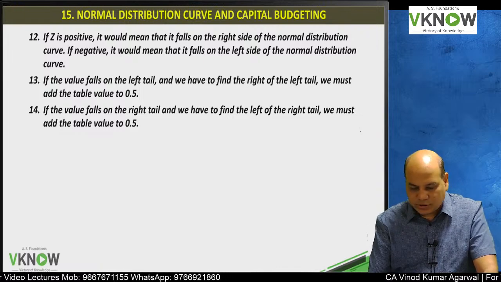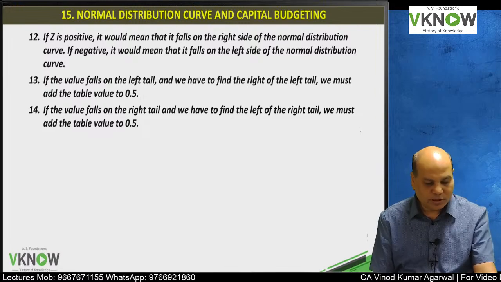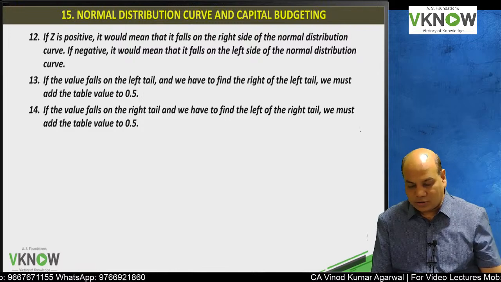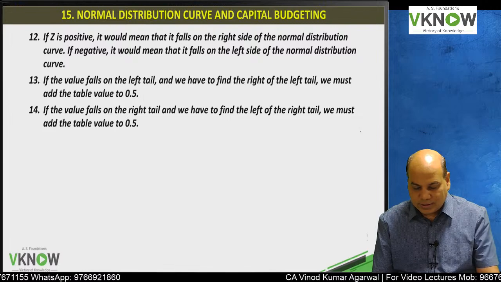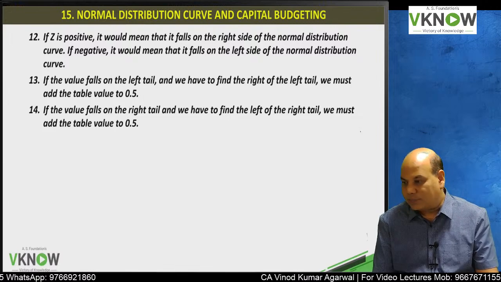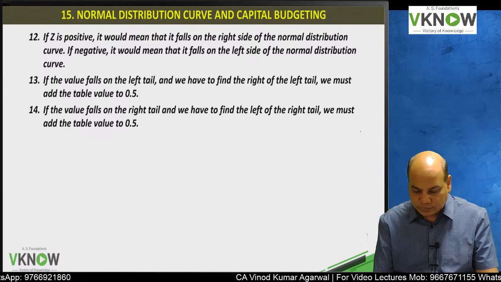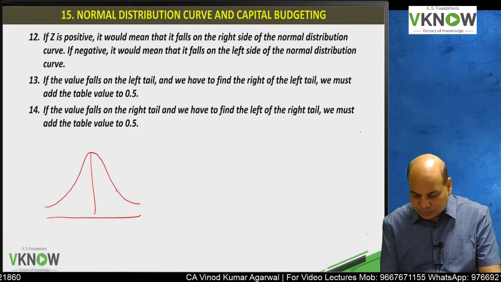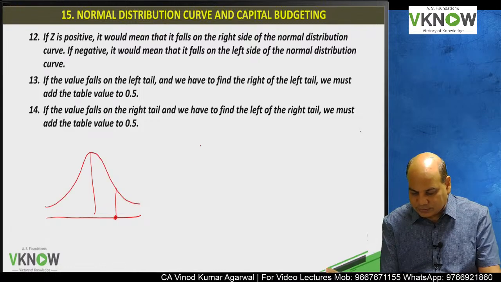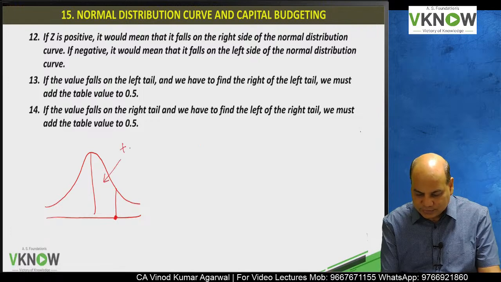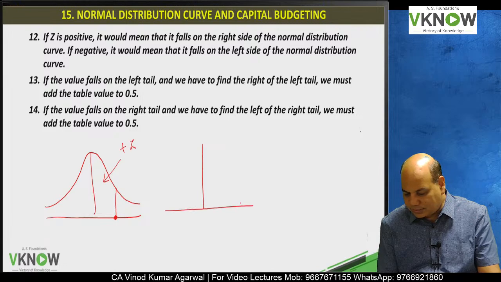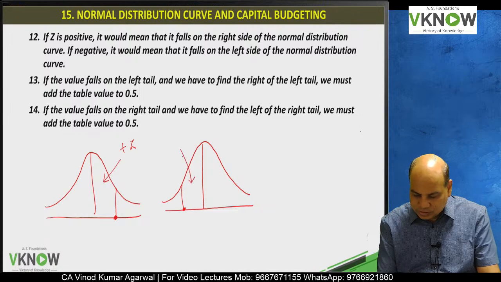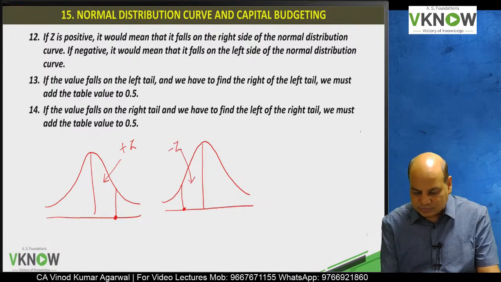Point number 12: if Z is positive, it would mean that it falls on the right side of the normal distribution. If negative, it would mean that it falls on the left side of the normal distribution curve. So if your value of Z is positive, it is on the right side. This is positive Z. If it is negative, it means it is on the left side of the mean.